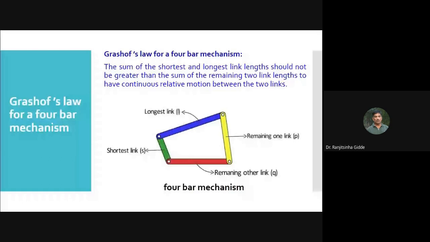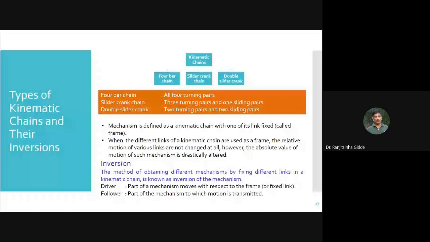Next is Grashoff's law for the 4-bar mechanism. We have seen the kinematic chains and the inversion definition. Then we are going to see Grashoff's law, and afterwards we are going to see the inversions one by one schematically. So what is Grashoff's law?